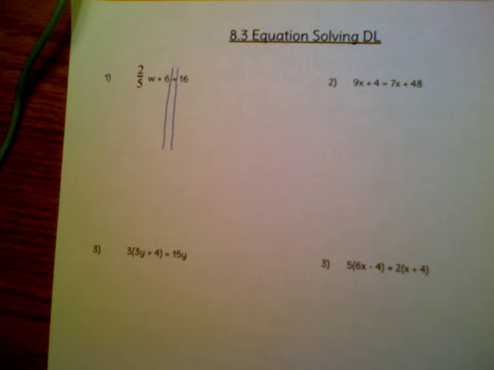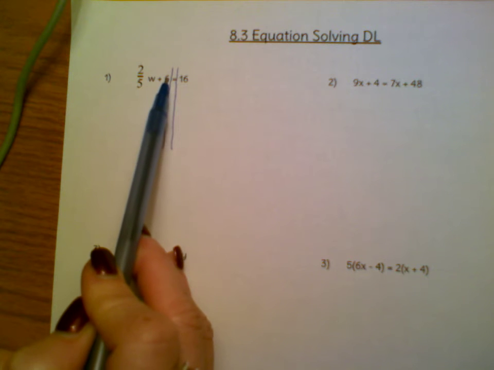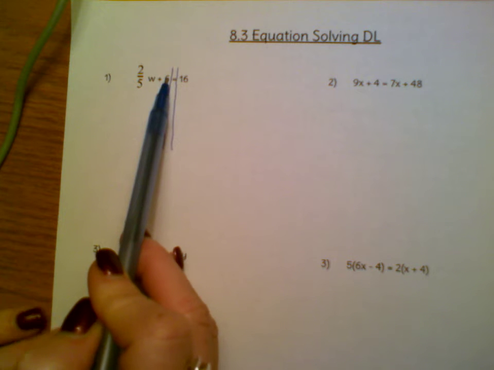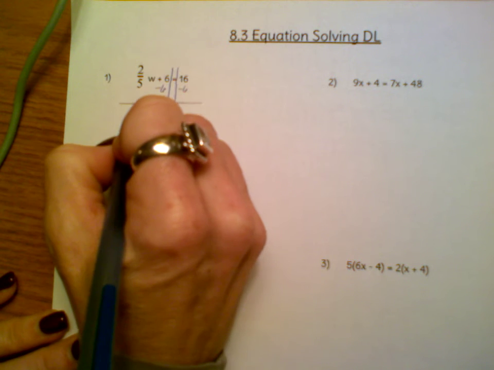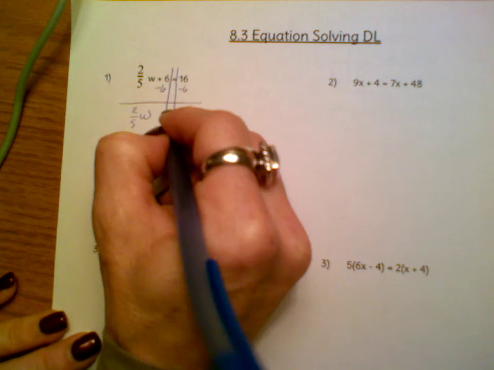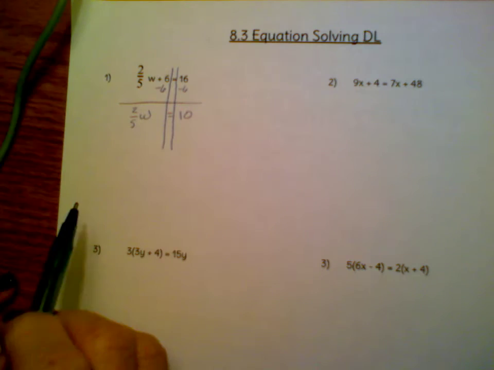And remember, we undo in the reverse order. So in order of operations, I would multiply first, and then I would add. So I'm going to do the opposite in reverse order. So I'm going to subtract 6 from both sides of my equation. So the 2/5 W comes down, equals comes down the middle, and 16 minus 6 is 10.